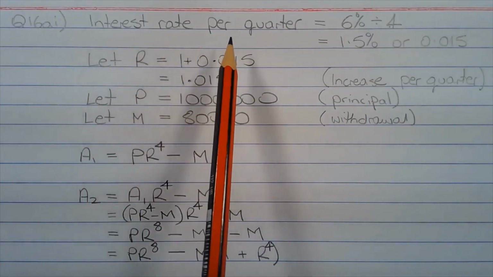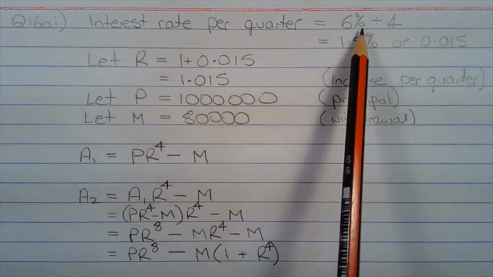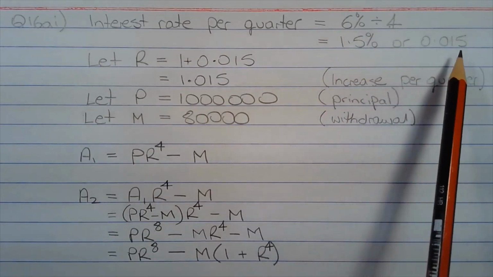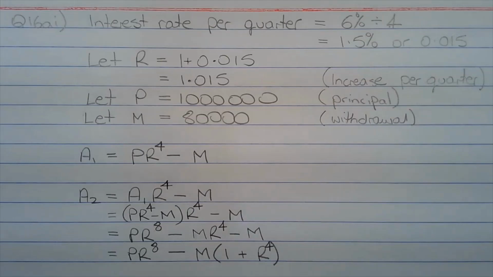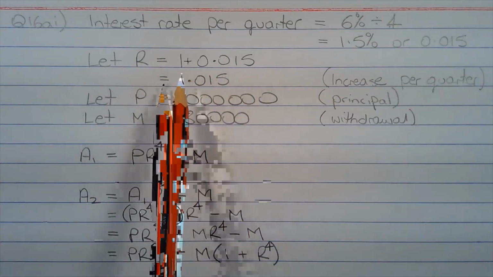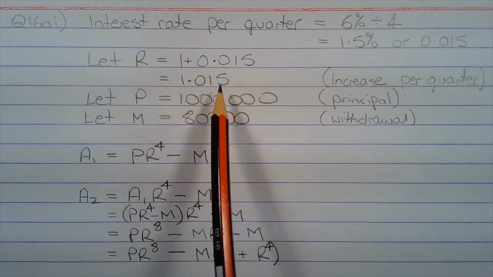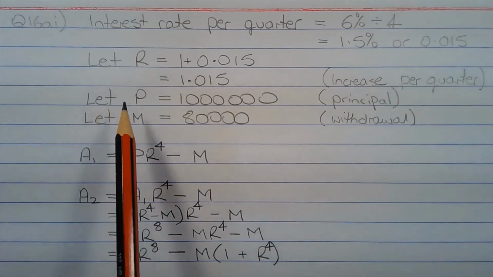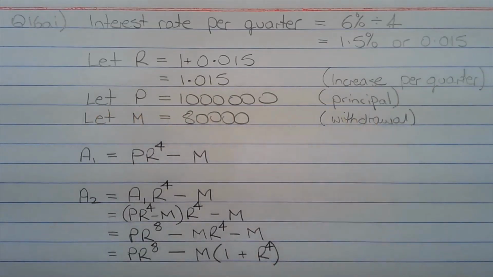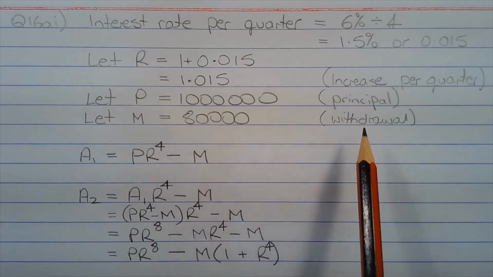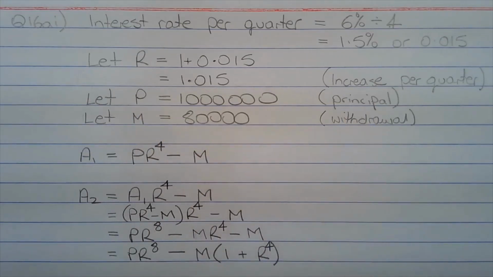Firstly, the interest rate per quarter is equal to 6% per annum divided by 4, which equals 1.5%, or 0.015 in decimal. Now let capital R equal 1 plus 0.015, which equals 1.015, and that represents the increase per quarter. Let P equal 1 million, which represents the principal, and let M equal 80,000, which represents the withdrawal at the end of every 4th quarter.